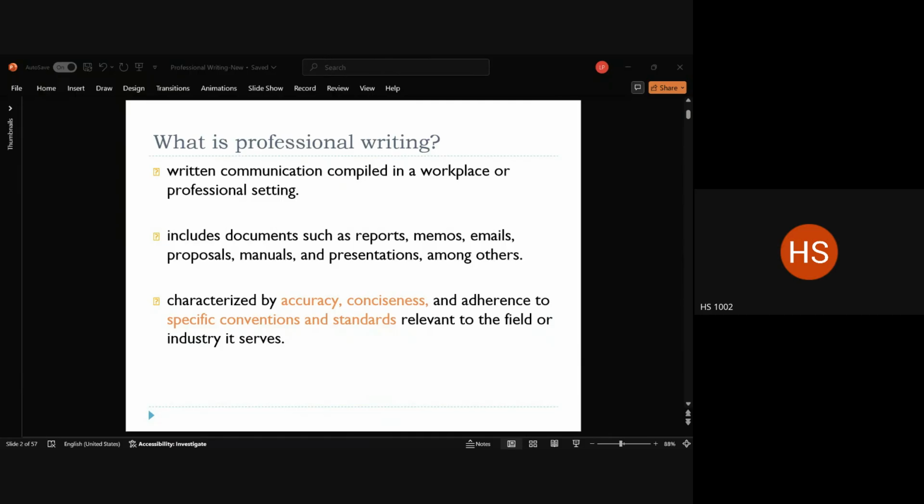The meaning of accuracy here is basically the accuracy of both the language as well as the content that you're presenting. Second thing is conciseness, right? Second characteristic feature would be conciseness. Every professional document, every professional communication that you undertake has to be concise.